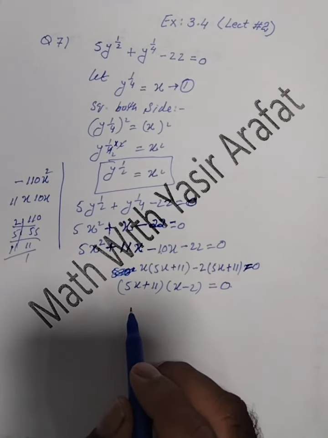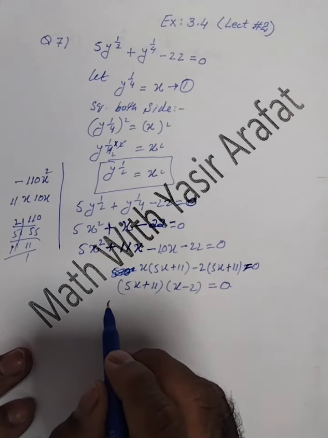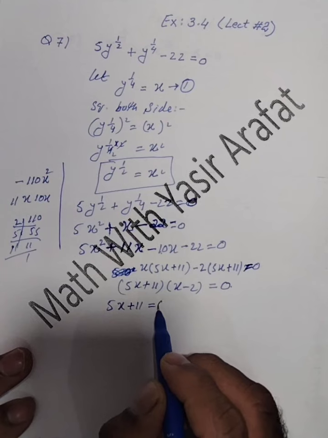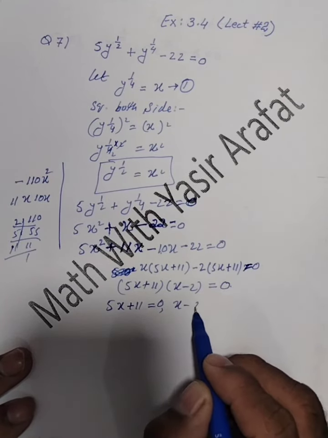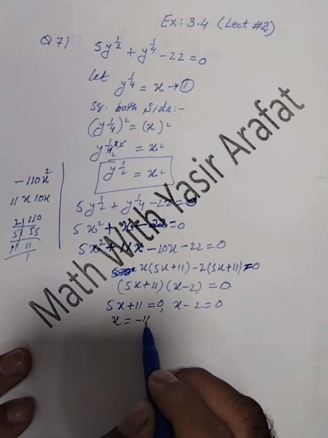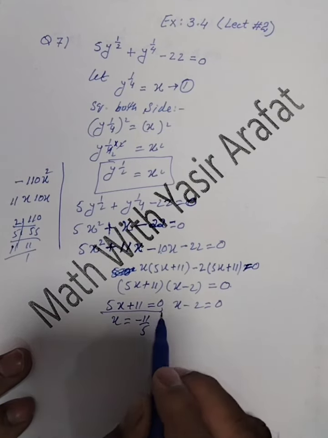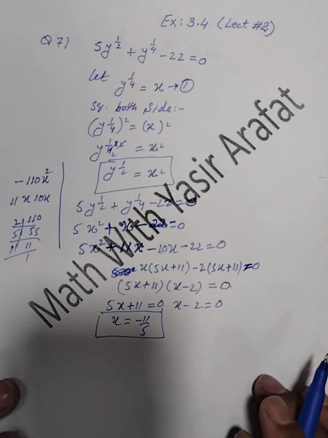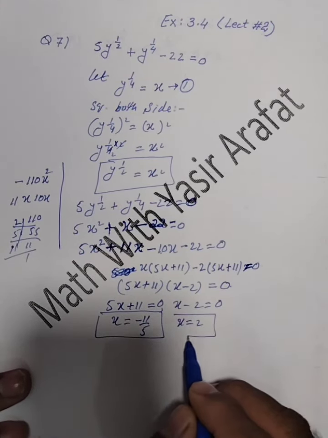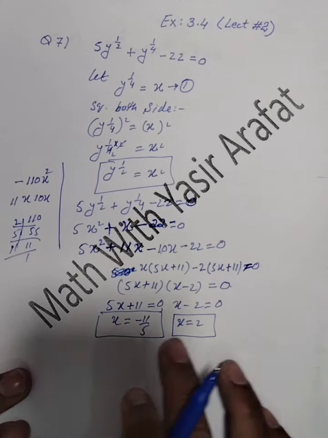Now both factors are equal to 0, so one by one they will be equal to 0. So 5x plus 11 equals 0, and x minus 2 equals 0. So the value of x is minus 11 upon 5, and x equals 2. So here we have two values of x.